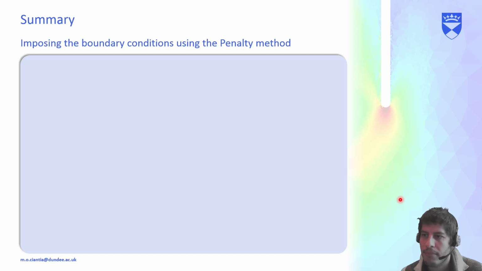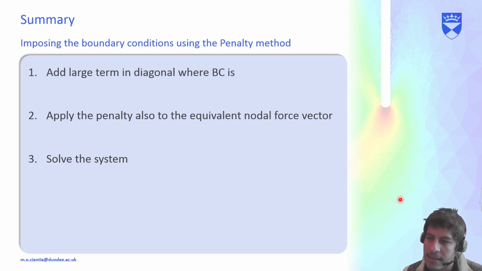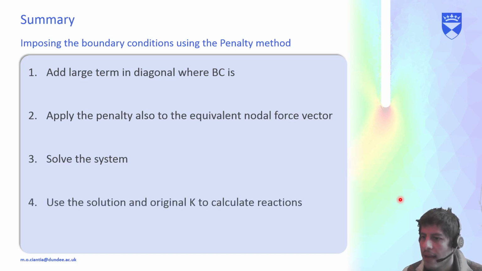And so in this class, I've shown you the theory behind the penalty method. You have to add a large term in the diagonal where the boundary condition is. You apply the penalty so that the equivalent nodal force vector is modified. Okay. Then you can solve the system inverting the penalized system stiffness matrix, and then use the solution, so the nodal displacements, with the original stiffness to calculate the reactions.